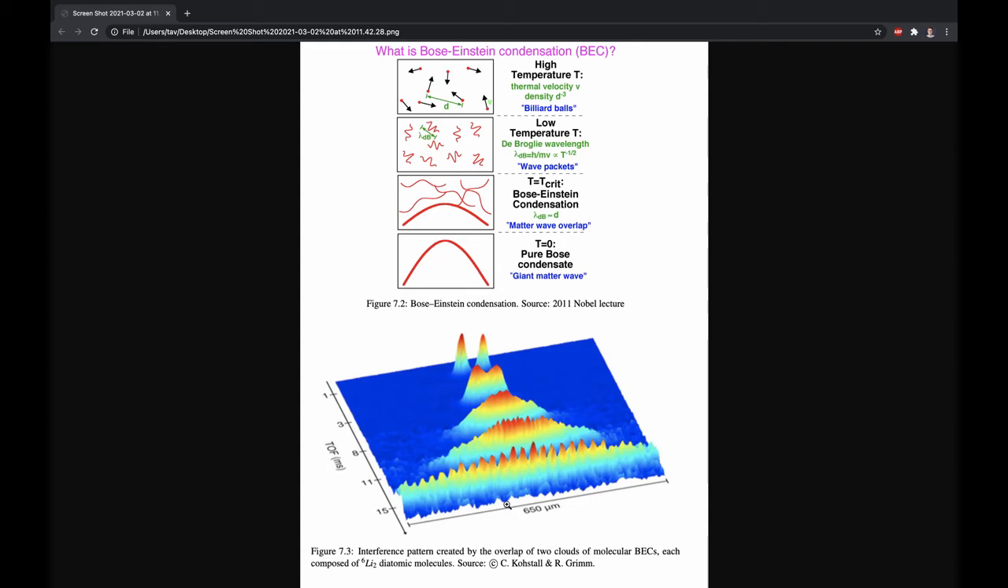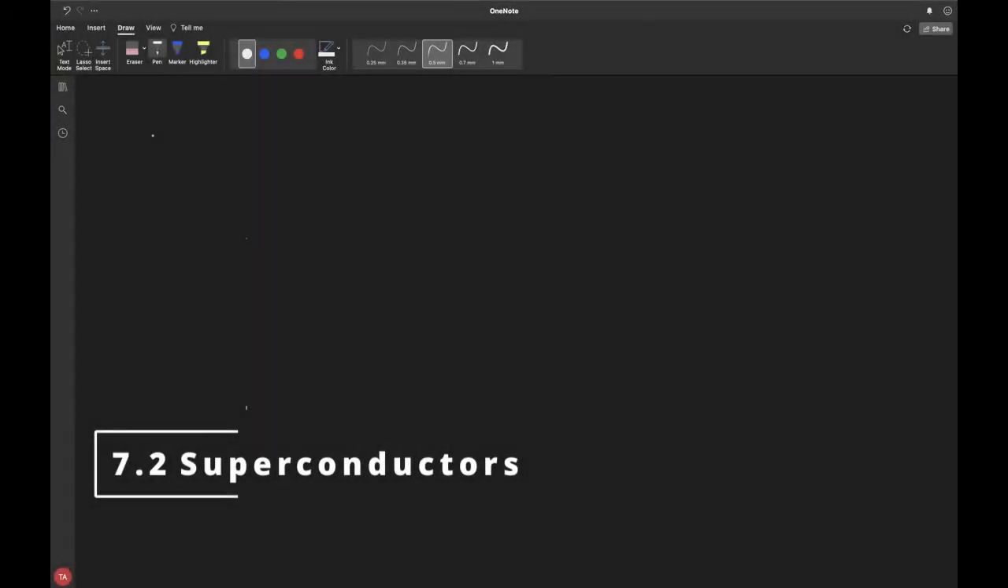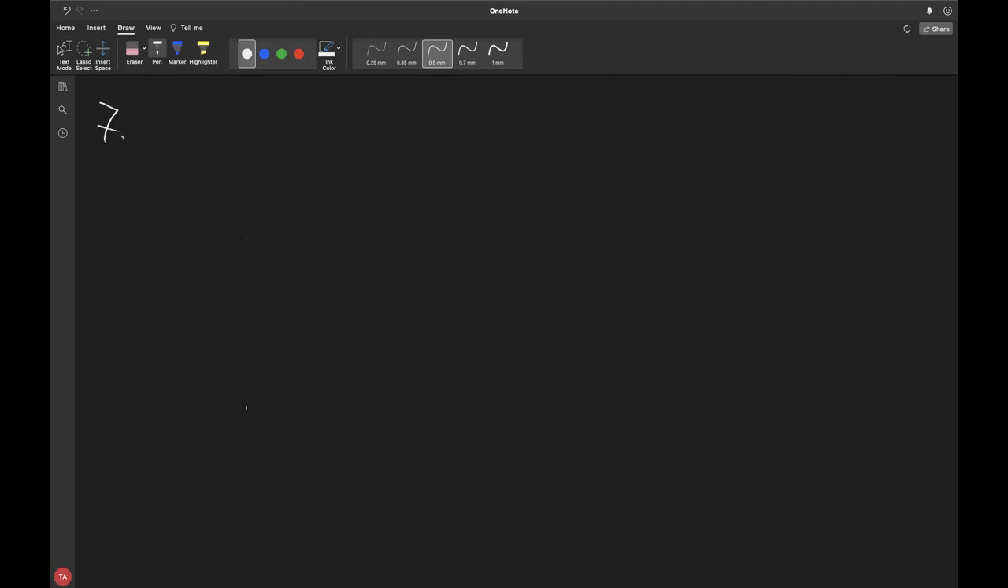So the discovery of the Bose-Einstein condensate really gave us another method to check quantum mechanics and its predictions. So it's kind of cool. Let's discuss superconductors now. 7.2 is superconductors.